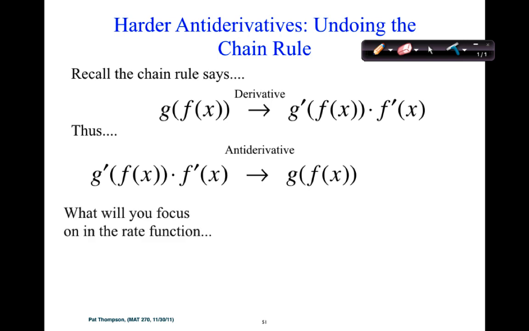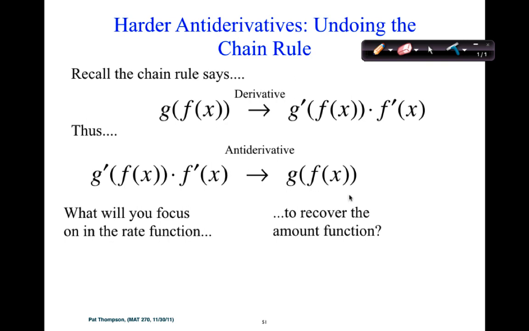So, question. What will you focus on in the rate function here on the left in order to recover the amount function? What has the information that we're going to need to recover the original amount or accumulation function? Exhibit A or exhibit B? You should be thinking exhibit A, right? Exhibit B tells us nothing about G. This tells us everything we need. It tells us the derivative of G and F.